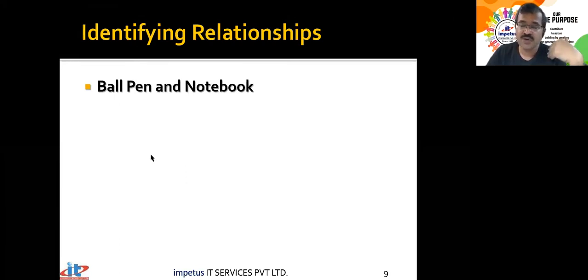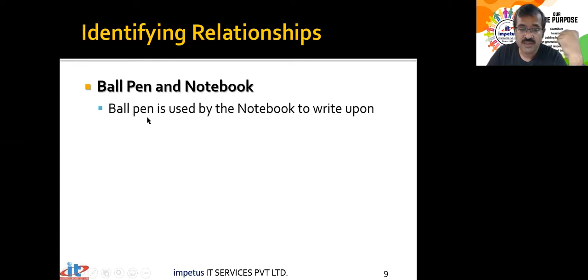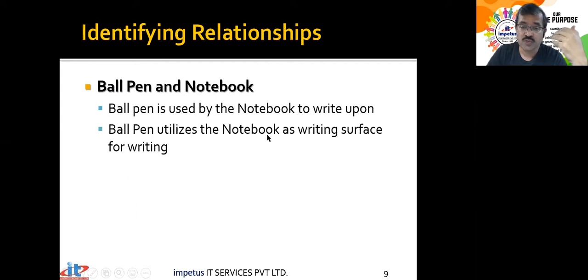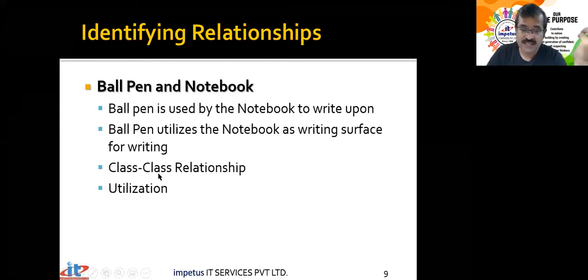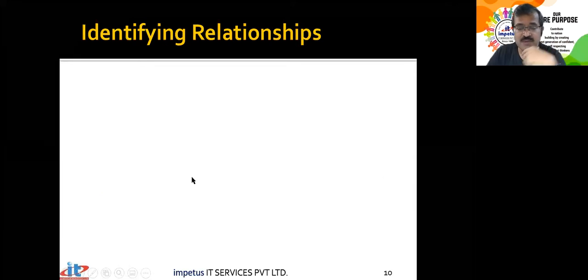Why is it utilization? Because to describe a ball pen, I don't need a notebook, and to describe a notebook, I don't need a ball pen. I can describe them independently. They can exist in nature independent of each other. But then it doesn't make sense for us to only have a ball pen. It doesn't make sense for us to only have a notebook, because a notebook, for it to be written upon, requires some writing instrument, and ball pen is one of the writing instruments. And for a ball pen, you need to have some writing surface, and the surface will be provided to you by the notebook. So that's very correct. A ball pen is used by notebook to write upon. Plus, ball pen utilizes notebook as a writing surface for writing, and it's a class relationship, and it is utilization that is there. That was a perfect kind of answer.